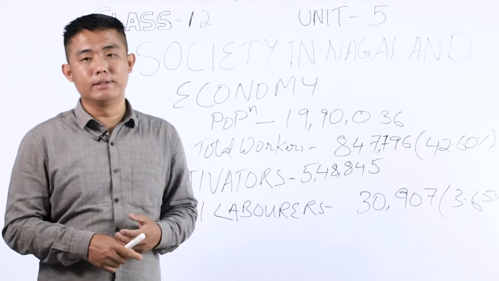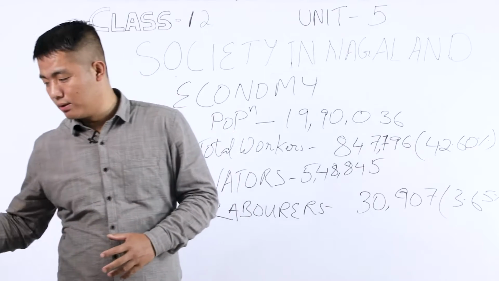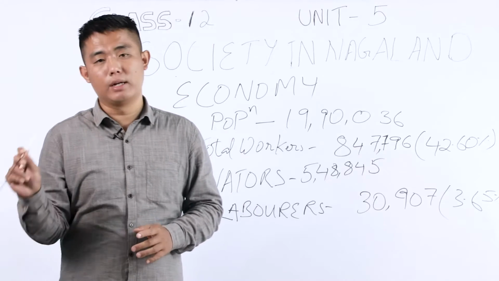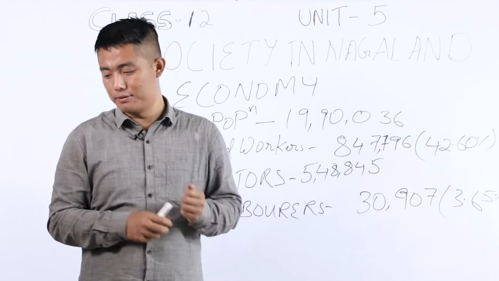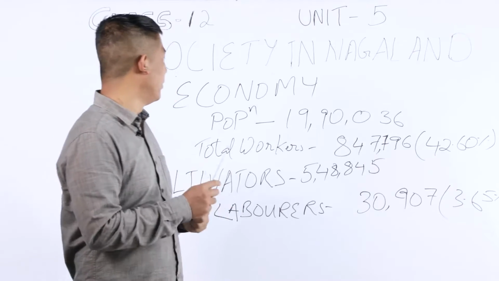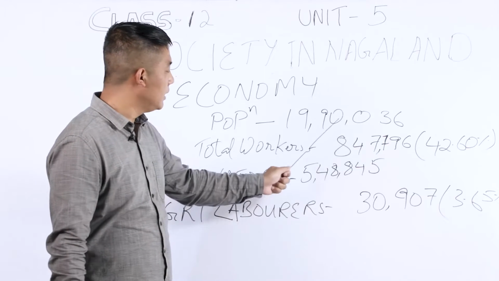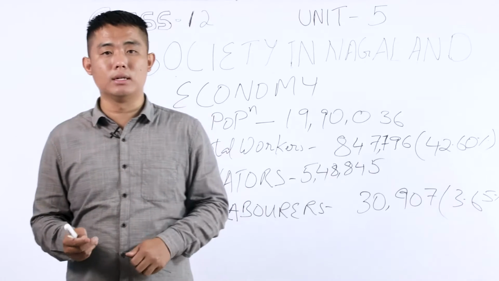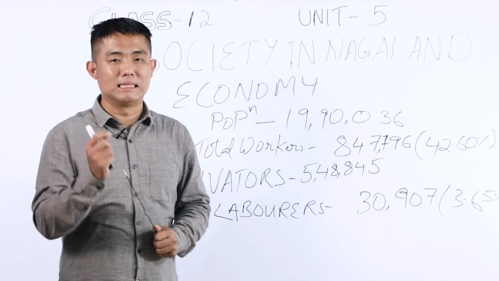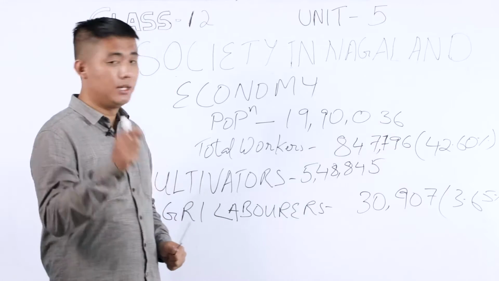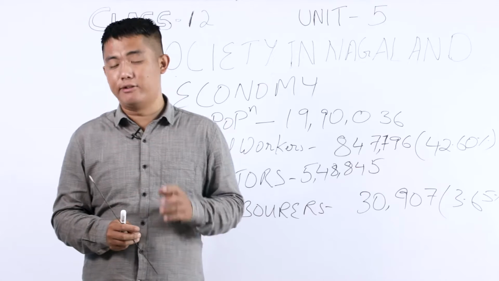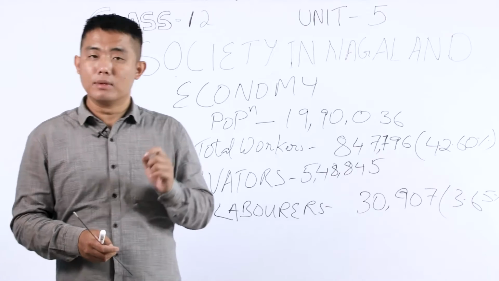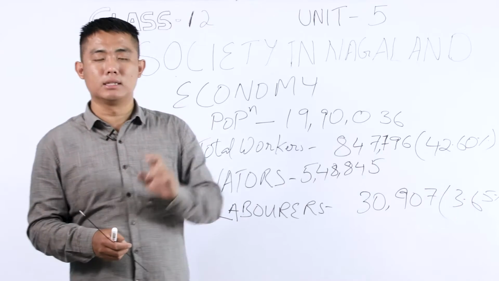But before we go further, let's discuss a little bit about the population and how many of them are engaged in those sectors and all the stuff. Now, the total population of Nagaland is 19 lakh 90,036. Those are the figures according to the 2001 census. In your textbook, it's page number 64 under point 5.2, economy, shifting and terrace cultivation. It's given in your textbook.